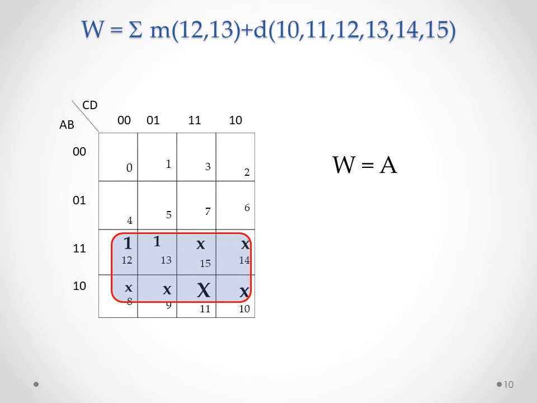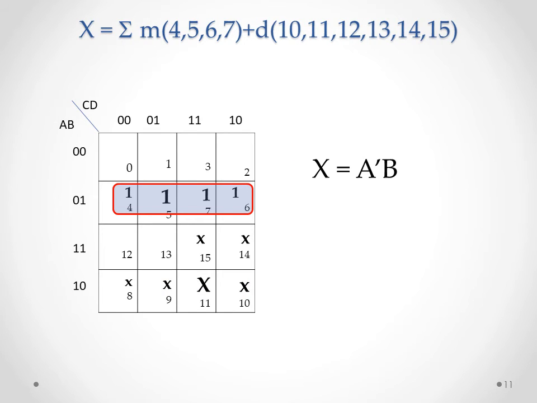This is the sum of minterms expression for output W. Now we place 1s in the corresponding cells, and these ones along with the don't care combinations can form an 8-cell grouping. So the output at this point is A, so W is equal to A. And this is the sum of minterm expression for output X. We place 1s in the corresponding cells, and these ones are grouped into 4 cells. So the output here is A bar B.